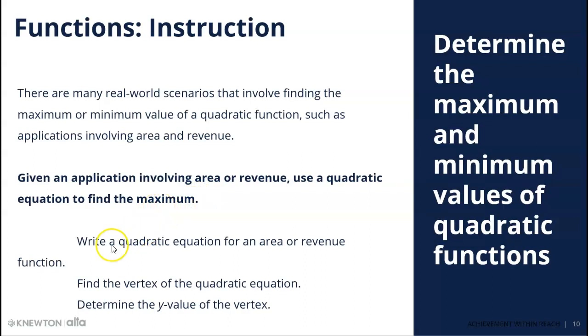So first, you are to write the quadratic equation for the function. It's for the area or revenue function. And then you make sure that you write that in terms of one variable only. And then you find the vertex of the quadratic function and then determine the y value of the vertex. The y value is the maximum or the minimum depending on what the function is.